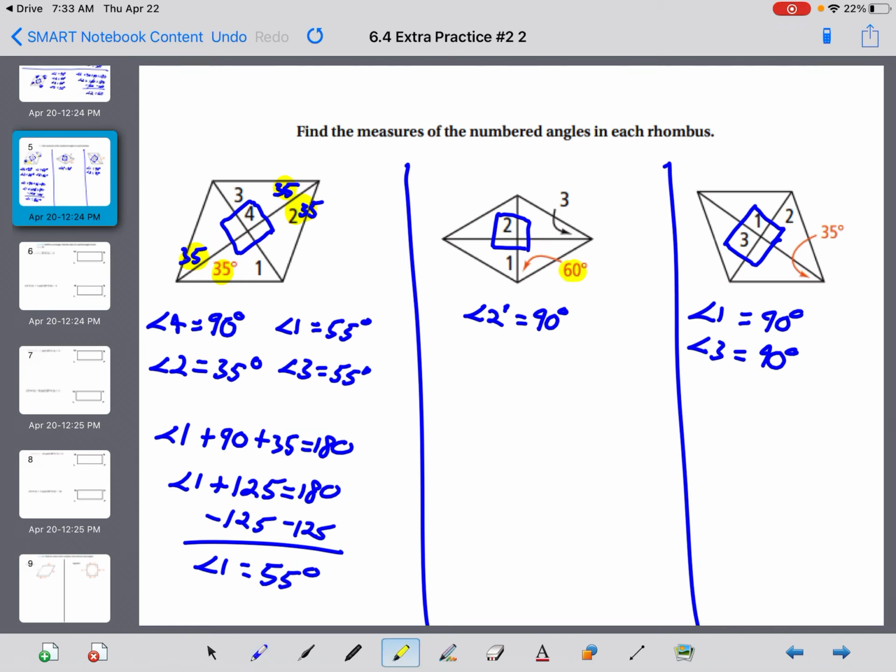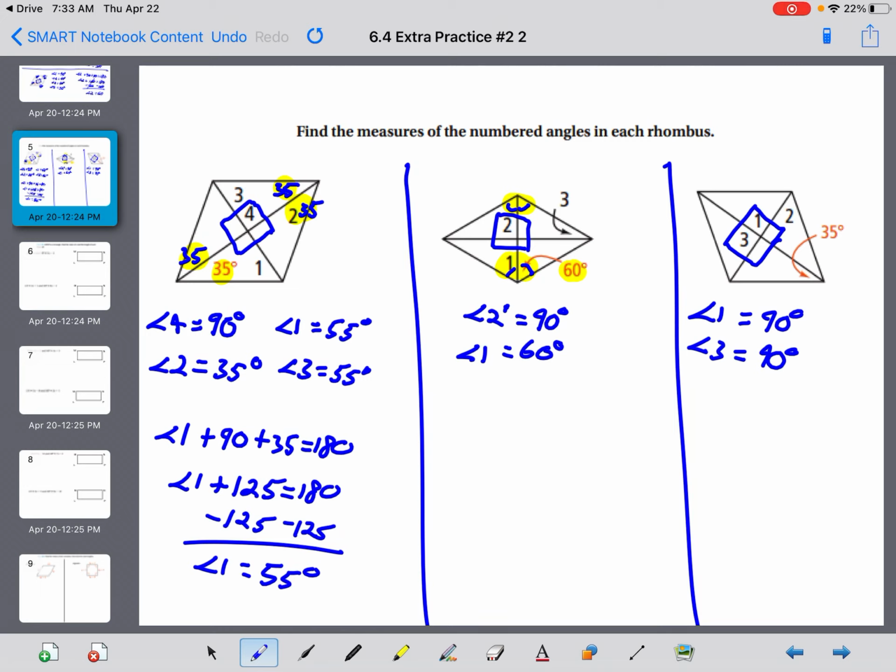Okay, next they give you 60 degrees. Well, if those are 60, that means all 4 of these spaces, here, here, here, and here are all 60 degrees. So angle 1 is 60 degrees.